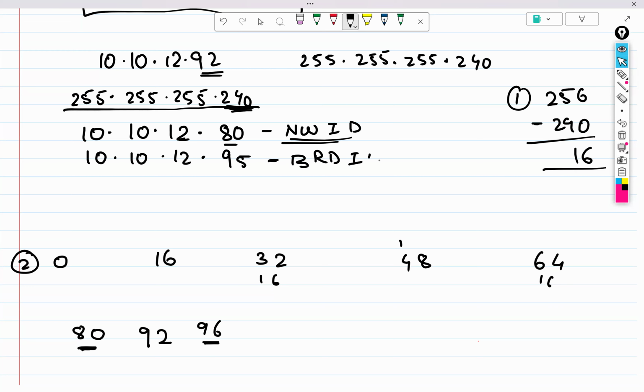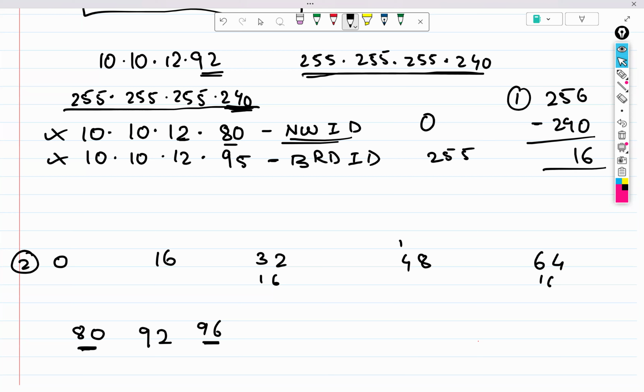So with this, you can easily understand that a network ID does not necessarily have to be 0, and a broadcast ID does not necessarily have to be 255. Here, this is a network ID where it is 80. This is a broadcast ID where it is 95. Both of them are non-usable IP addresses for this particular address mask. And you can see, even though they are network ID and broadcast ID, it's not 0 and 255.